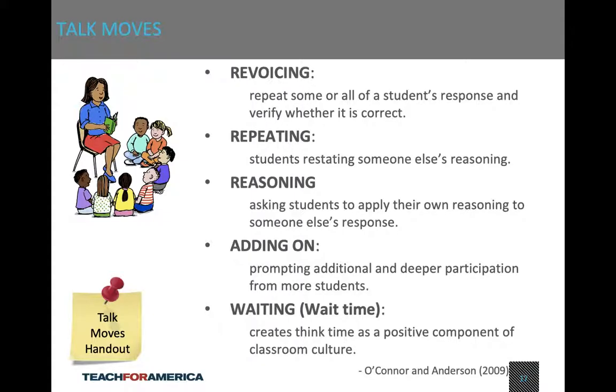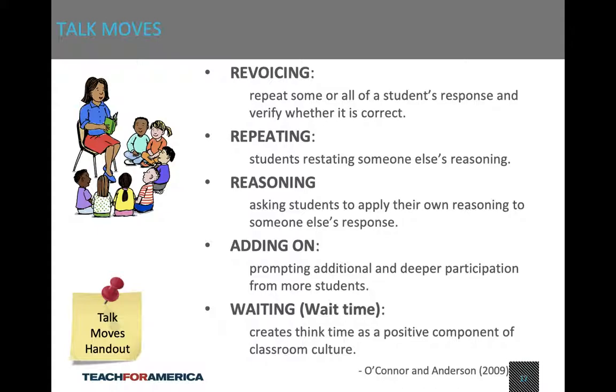So an example I use in my room, I have my students use their plus sign to say they want to add on to another student's answer, and then I will call on them to say, I'd also like to add on to that. That talk move allows that student to share what they were listening to their partner or the other student in the class, and then extend.